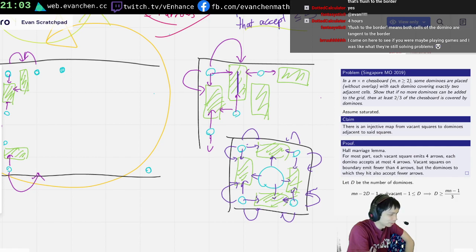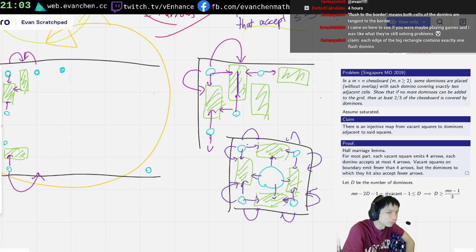Normally I'd be playing games by now, but I'm so angry that this solution isn't working that I'm just going to follow the motto, hit it with a hammer until it dies. We're at (mn minus 1) over 3. We just need to get it to mn over 3. Okay.